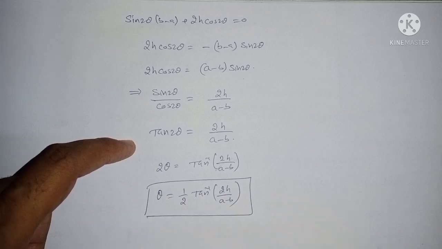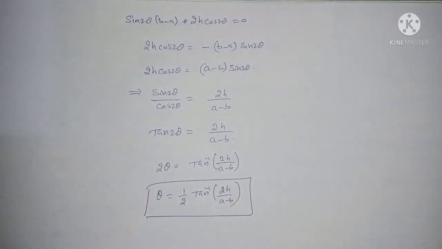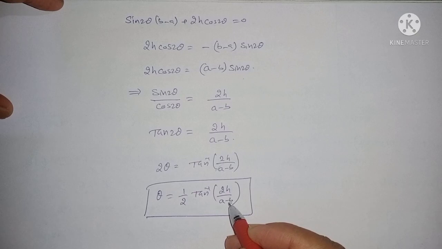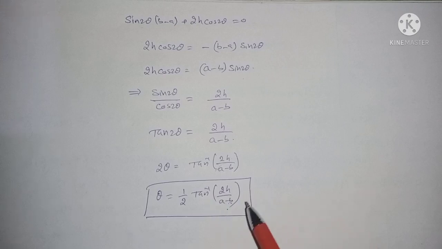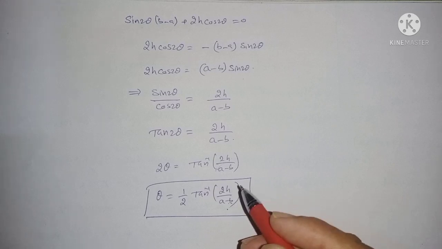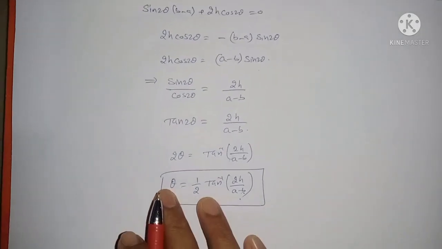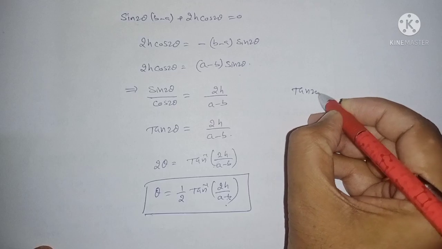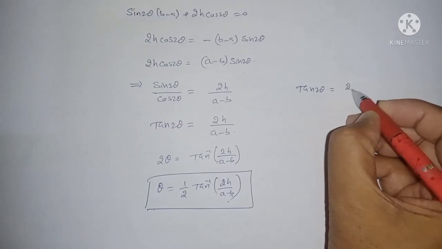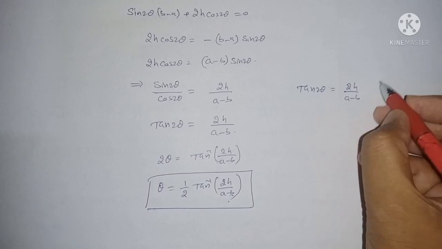This is our angle theta, what you have to prove here: theta is equal to 1 by 2 tan inverse 2h by (a minus b). And it is given a is not equal to b. What happens if a is equal to b? If a is equal to b, then 1 by 0 is nothing but tan 90, therefore that is pi by 4 only. Yeah, this is tan pi by 4 you are getting. Therefore you can write here tan 2 theta is equal to 2h by (a minus b) if a is not equal to b.